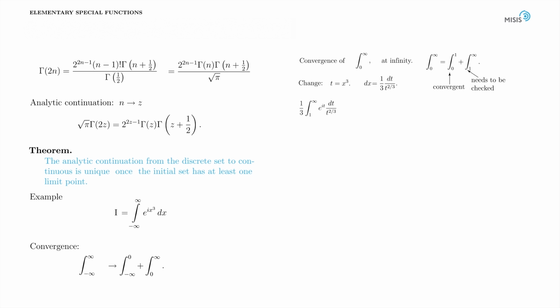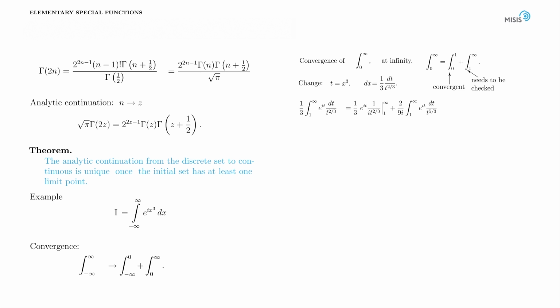Let's integrate it by parts and see what's going to happen. Replacing the exponential with its antiderivative, we proceed in the standard way. The first term is finite at infinity and at 1, so there is no problem here. Now let's look at the second one. This one can be easily estimated.